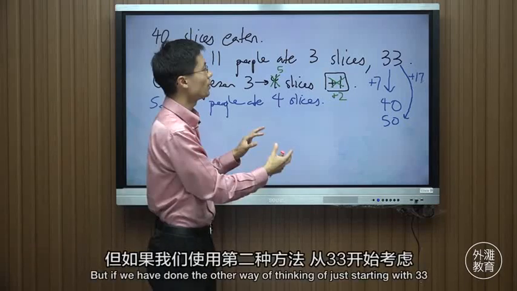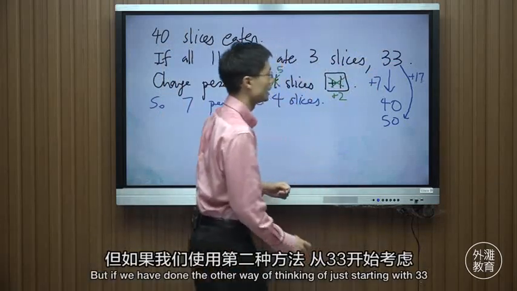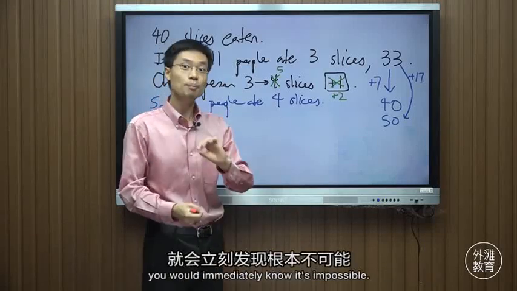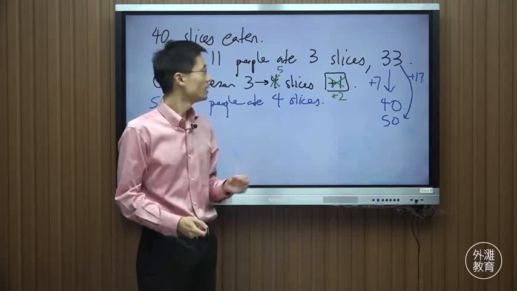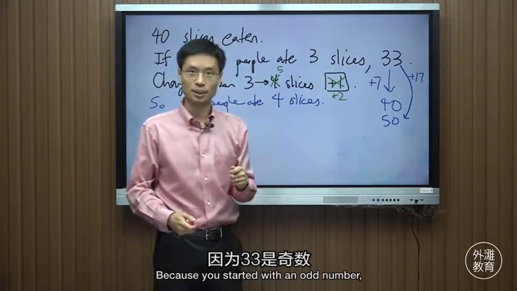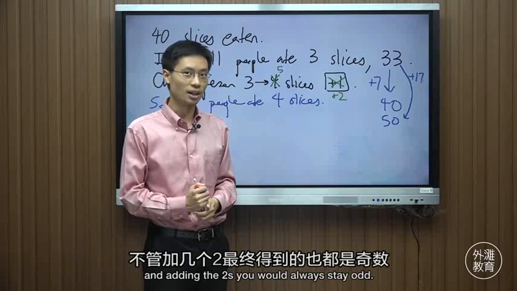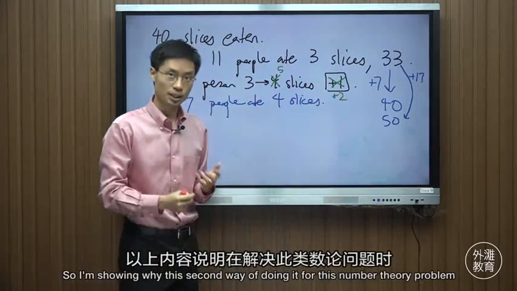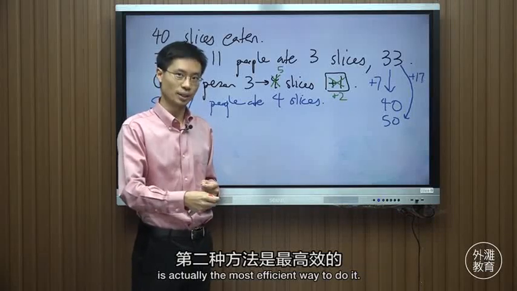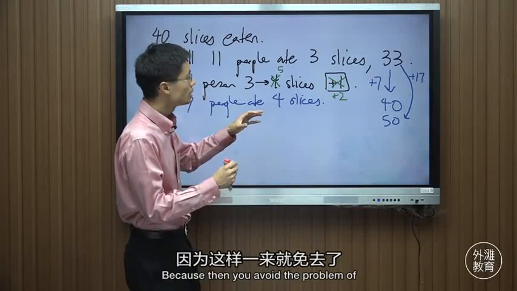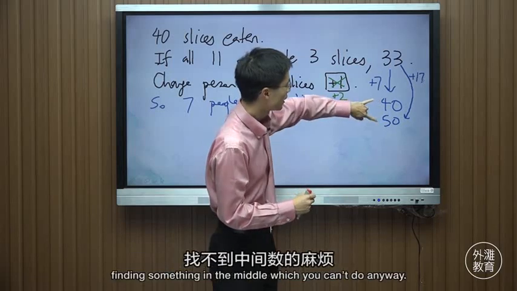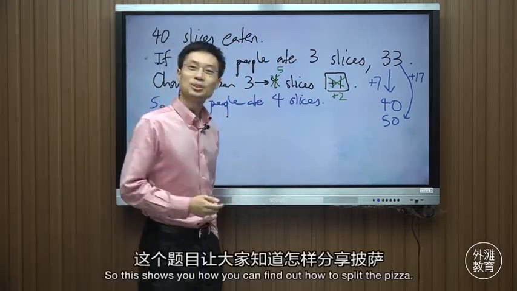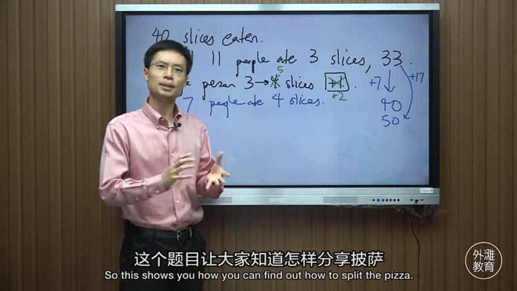But if we had done the other way of thinking, of just starting with the 33 and seeing how many 2s you need to add before you get a multiple of 10, you would immediately know it's impossible. Because you started with an odd number, and adding the 2s, you'd always stay odd. So I'm showing why this second way of doing it, for this number theory problem, is the most efficient way to do it. Because then you avoid the problem of finding something in the middle, which you can't do anyway. So this shows you how you can find out how to split the pizza.